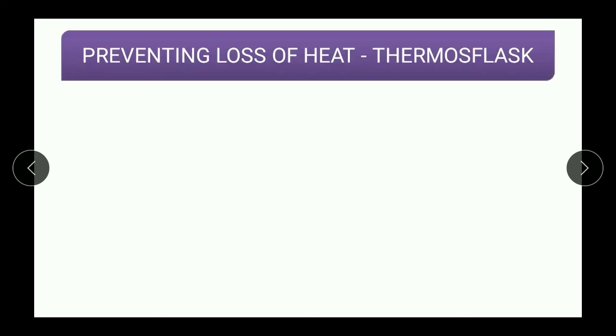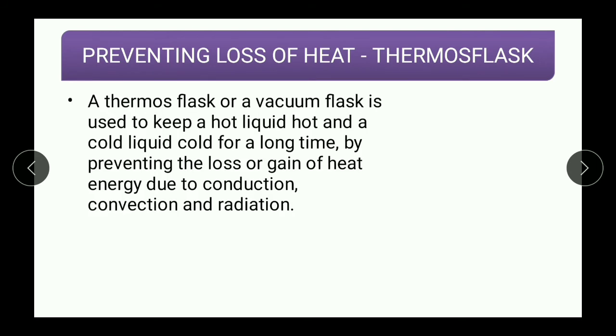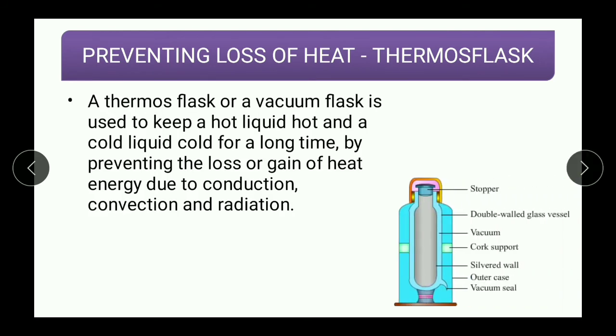Well, let us see the last application for today, which is thermos flask. Students, thermos flask or a vacuum flask is used to keep hot liquid hot and cold liquid cold. This is a cross section of the thermos flask. What does it do? It prevents the loss of heat or gain of heat by any of these processes: conduction, convection, radiation. It stops all this transfer of heat.